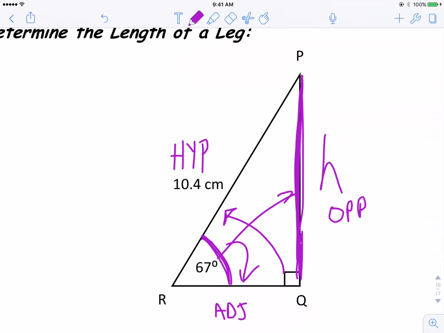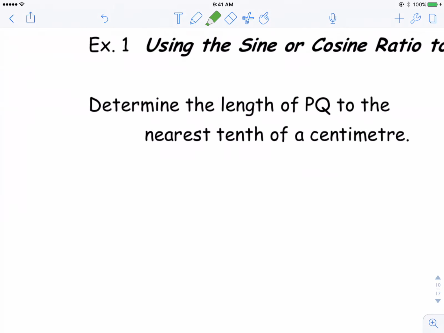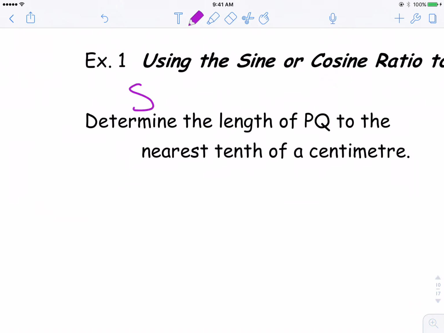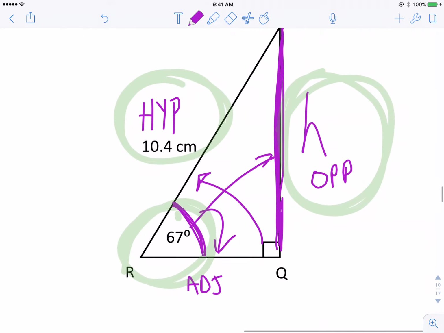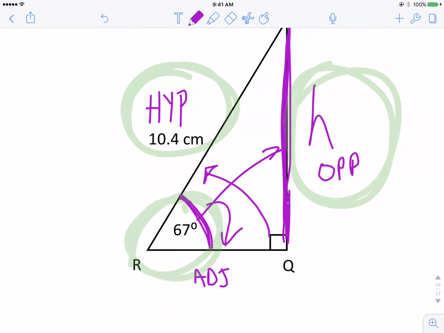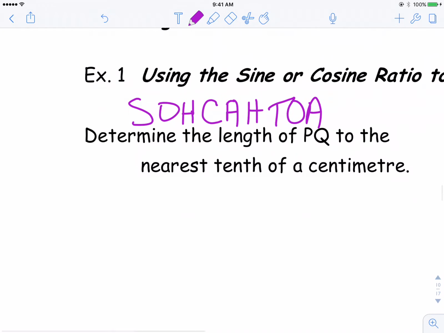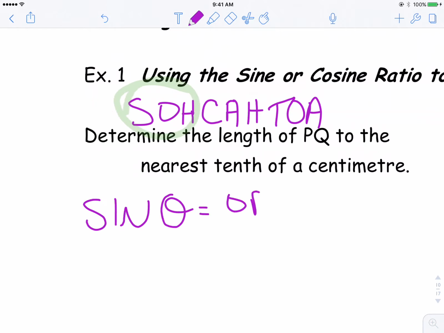So then I think, okay, if this is what I have, I have my hypotenuse, I have an angle, and I'm looking for my opposite side. Looking at my trig acronym, SOHCAHTOA, what trig ratio relates opposite, hypotenuse, and an angle? That's going to be sine. Write down my formula. Sine of an angle is equal to opposite over hypotenuse.